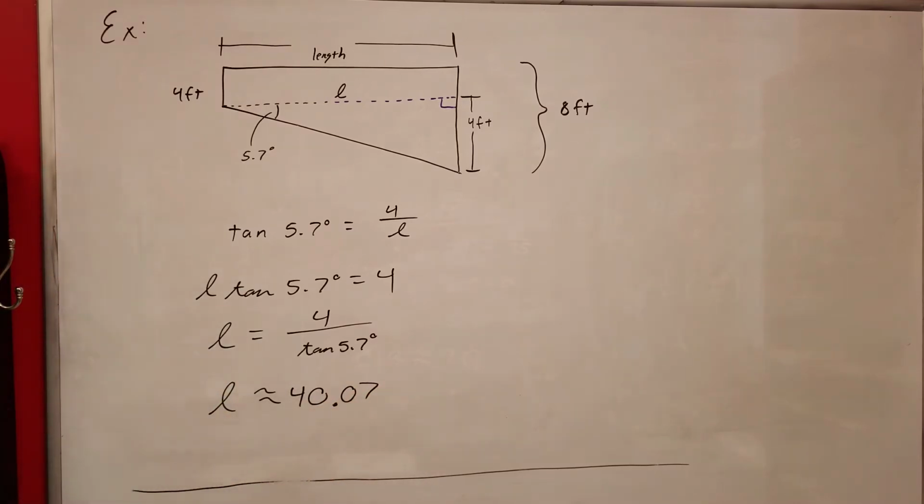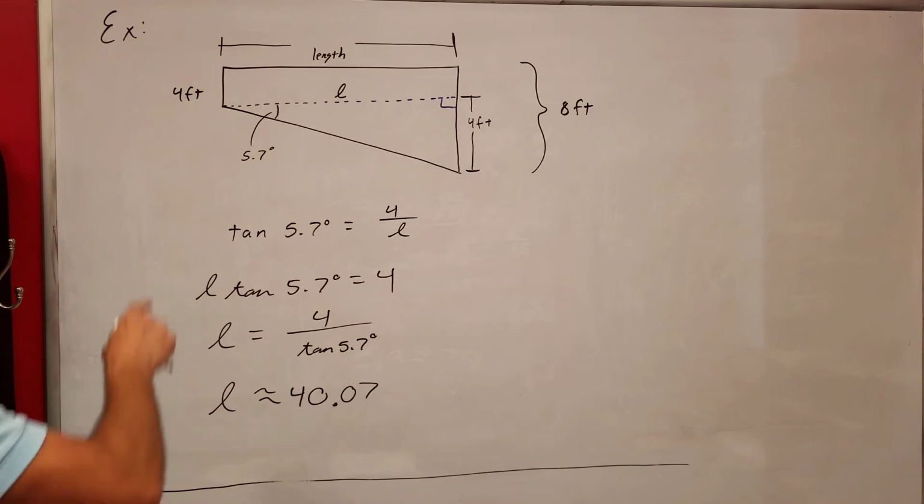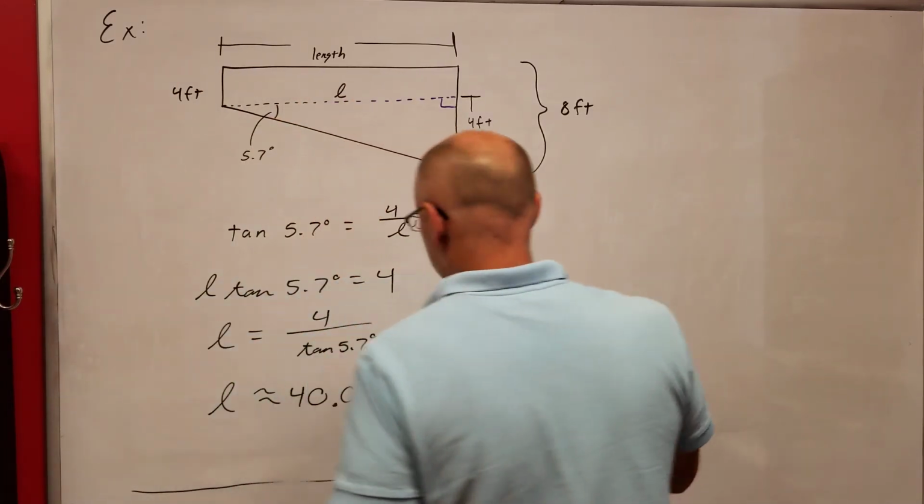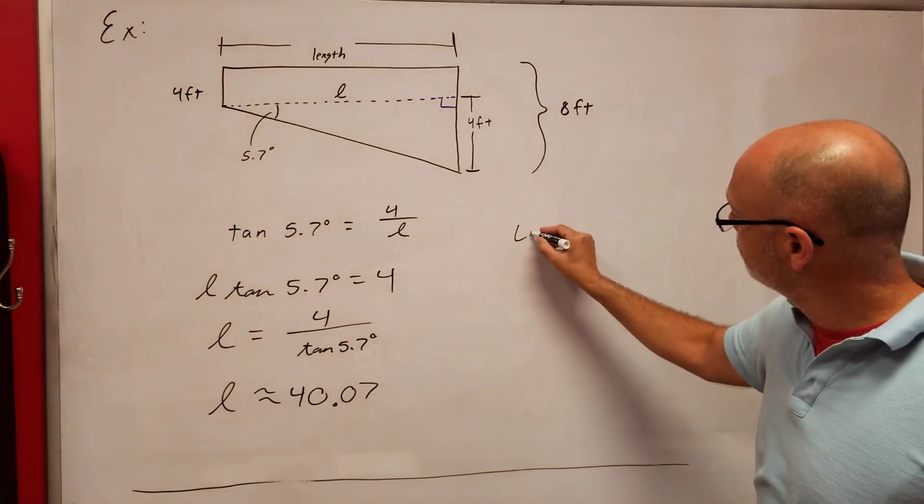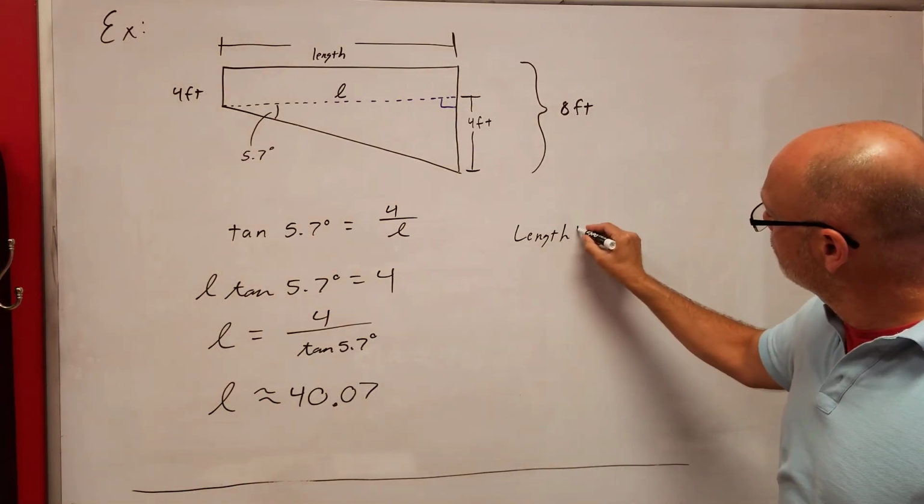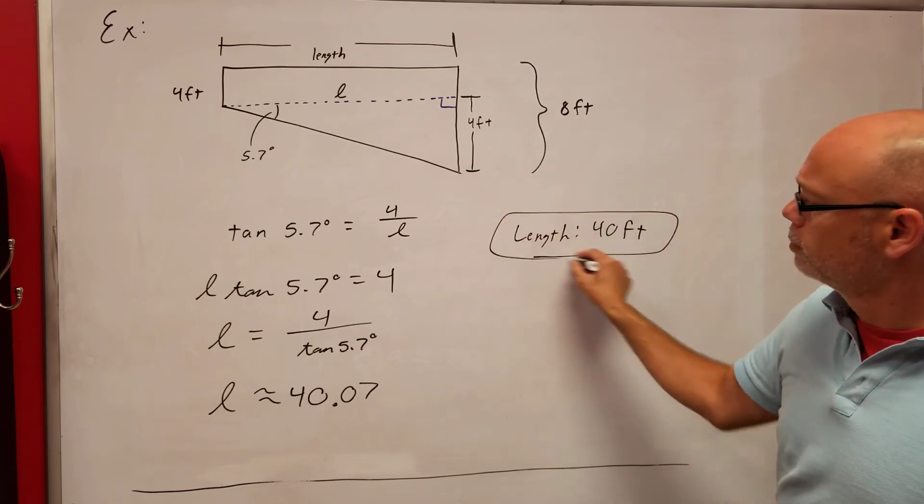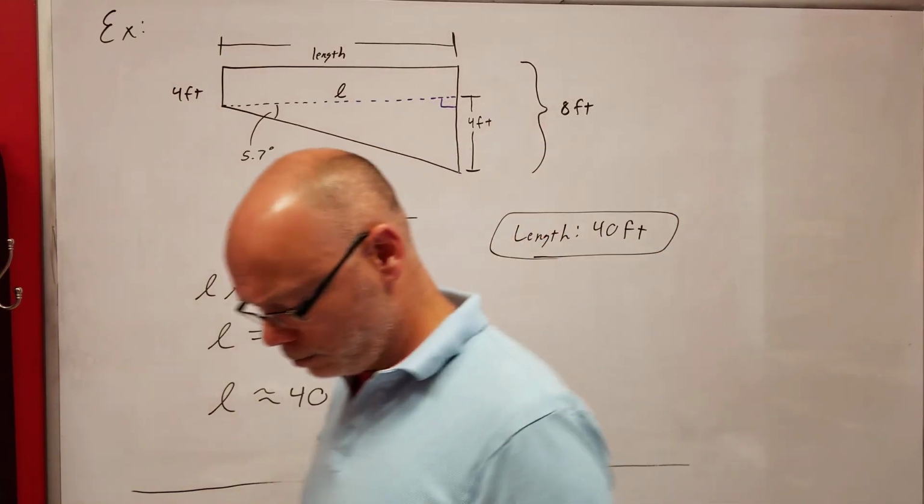All right, this says round to the nearest foot. That was my length right there. So my length to the nearest foot is going to be what? 40 feet. Look at this. 40 feet. Yeah, these problems aren't so bad.